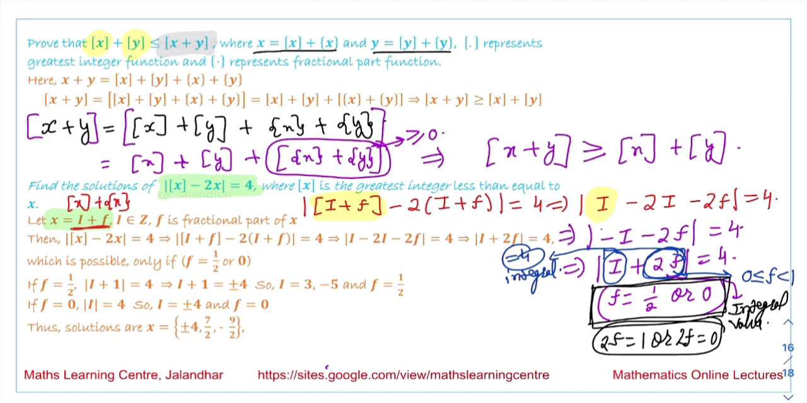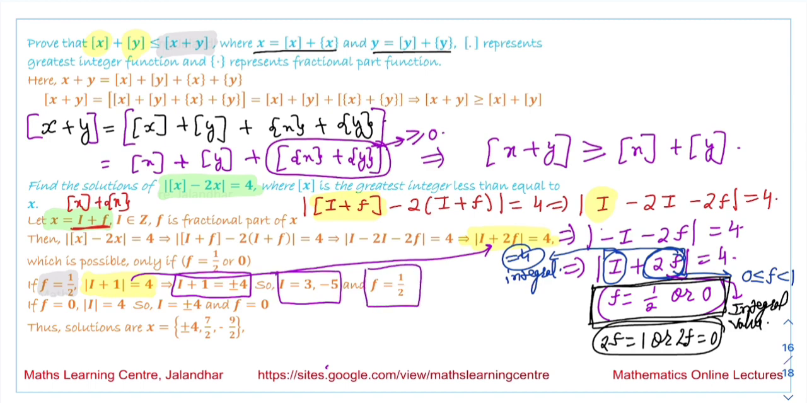So we have two values of f, either f is equal to 1 by 2 or f is equal to 0. Now in the first case, if f is equal to 1 by 2, then mod of I plus 1 is equal to 4. This value of f we have substituted in this equation. So we get that the value of I is equal to 3 or minus 5 for f equal to 1 by 2. Similarly, if we put f is equal to 0, we will get the value of I as plus minus 4. So the possible solutions there are plus minus 4.